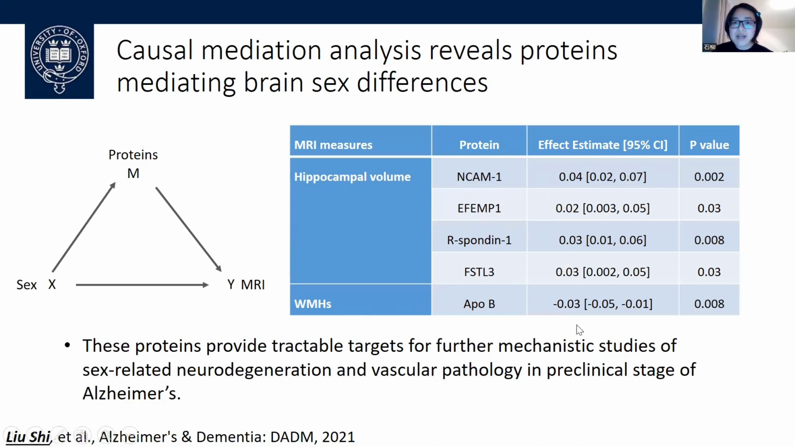So these proteins are very interesting targets for further study because they are related to neurodegeneration and vascular damage in the preclinical stage of Alzheimer's disease. This work was published in Alzheimer's & Dementia: DADM last year. If you are interested, you can check more details there.